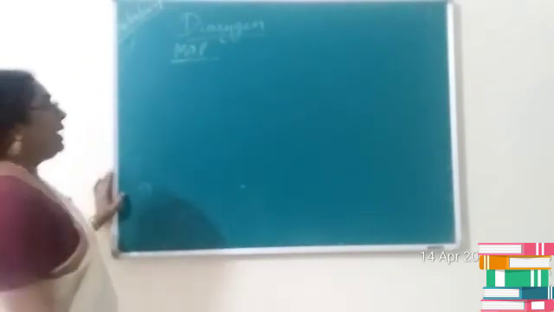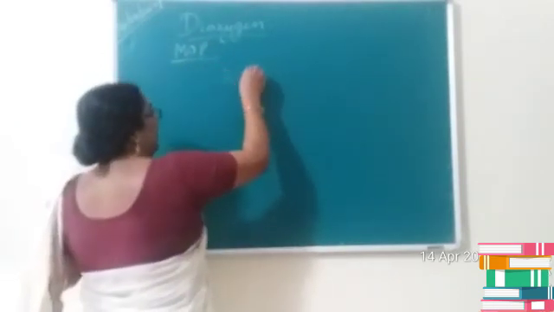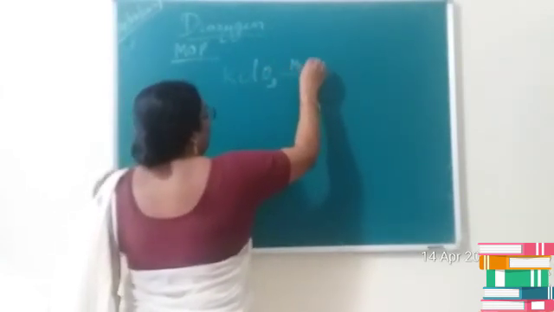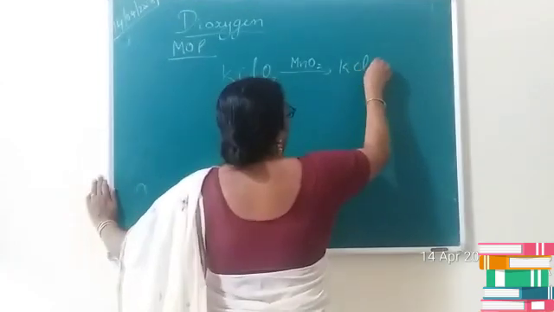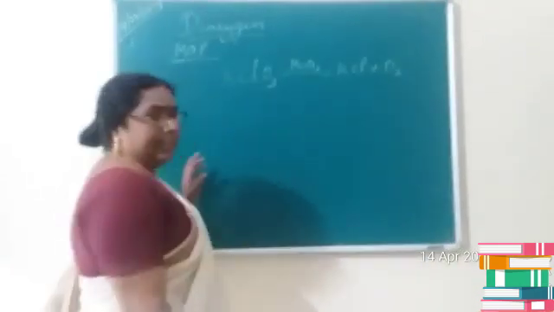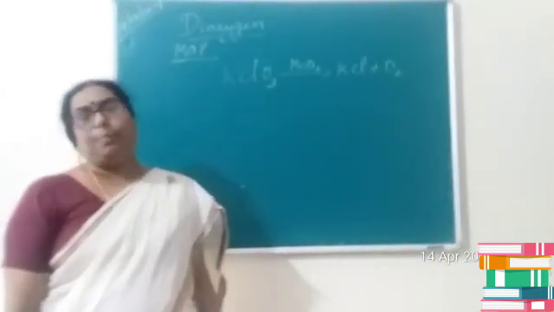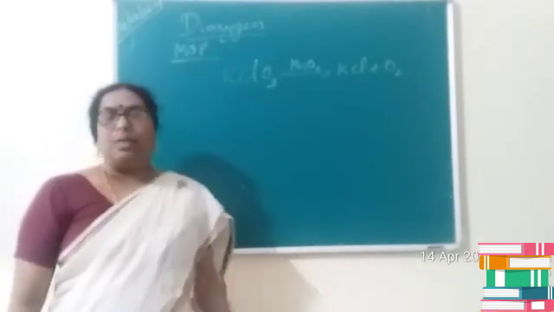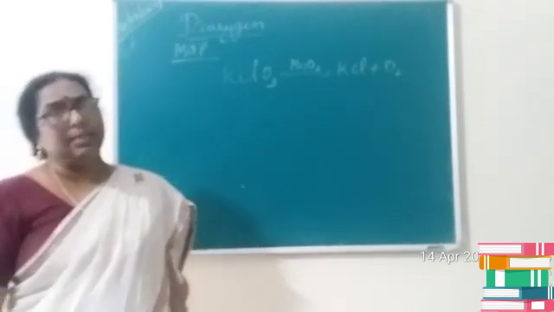Oxygen in the lab can be prepared by heating KClO3. On heating in the presence of MnO2, you will get KCl plus oxygen as the product. This is the lab method for the preparation of oxygen, that is by heating potassium chlorate. KClO3 on heating gives KCl plus oxygen.